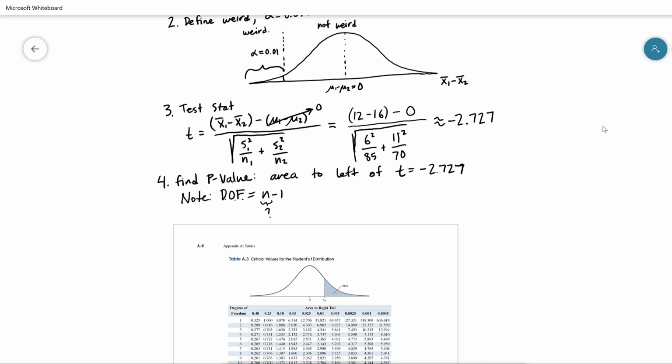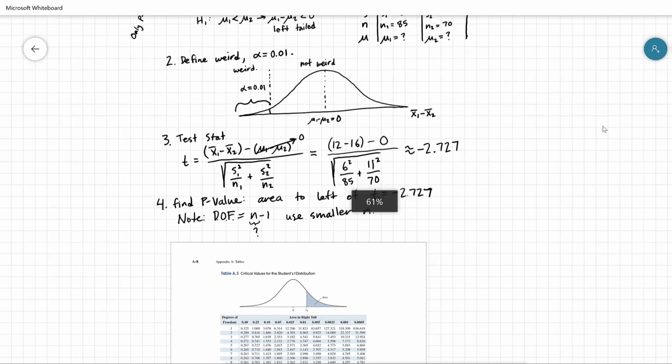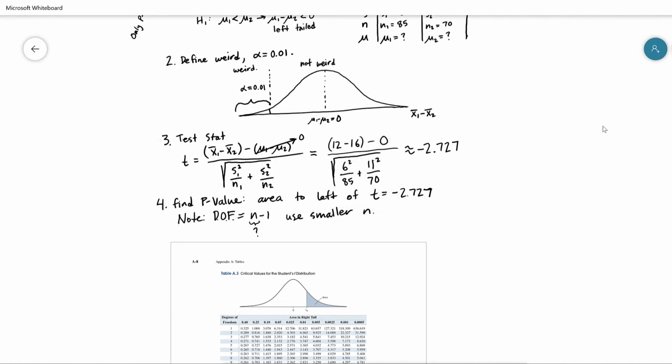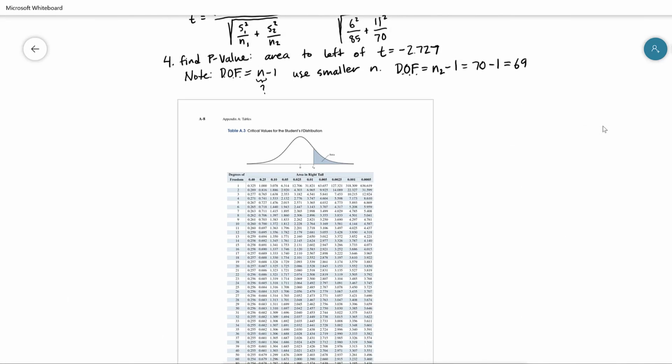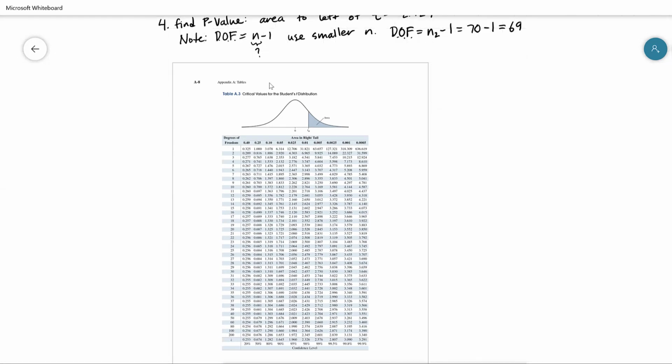We need to use the more conservative one. So again, we're always going to play conservative. I'm going to use the smaller of whatever my two sample sizes was. So in this case, use the smaller n, which in our case is n2, which was 70. So I'm going to use 70. So for us, our degrees of freedom is going to be n2 minus 1, which is 70 minus 1, which is 69. Going to my table, I'm supposed to use row 69.